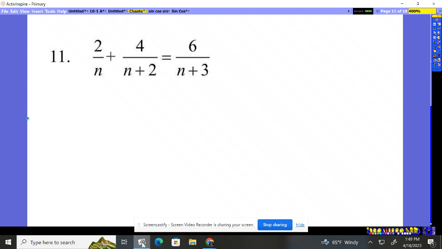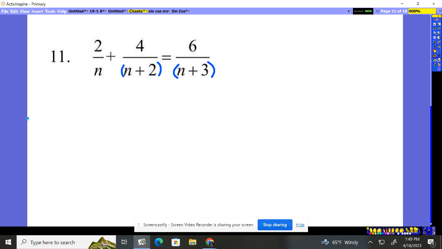Number 11. Well, I want to figure out what n's value is going to make this a true statement. To do that, I need a common denominator for everybody, and then I'll set the numerator on the left equal to the numerator on the right. So I've got an n, I've got an n plus 2, and I've got an n plus 3. The only common denominator is to multiply every one of them together. In other words, the common denominator is going to be n times n plus 2 times n plus 3.